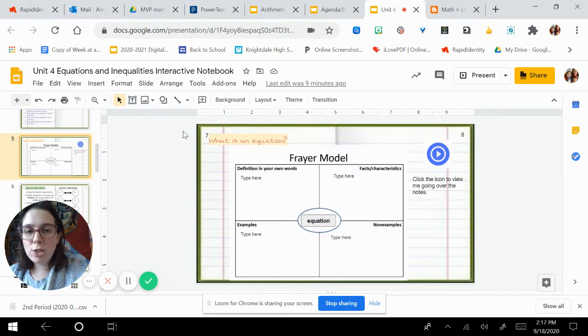So we're first going to do our definition of what an equation is. We're going to use this Frayer model, and I'm going to show you a picture of the definition, all this laid out, and you can just pause the video and type it in if you want, and then come back and listen to me explain it.